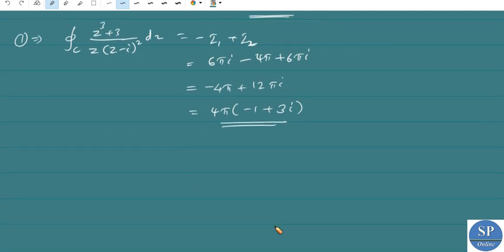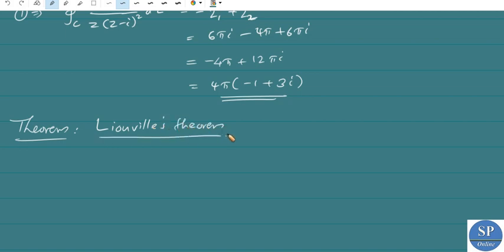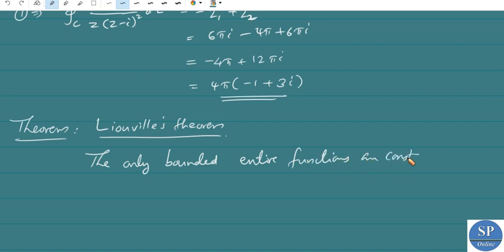Next we have another theorem, Liouville's theorem. Liouville's theorem states that the only bounded entire functions are constants. That means every bounded entire function is constant.